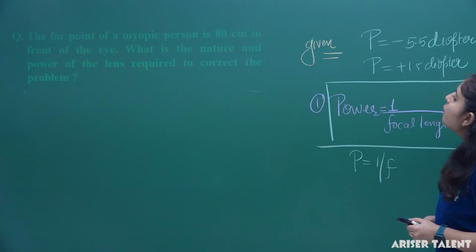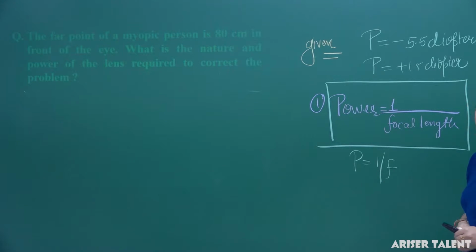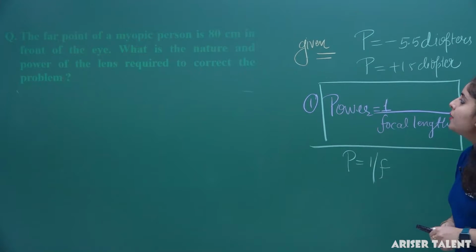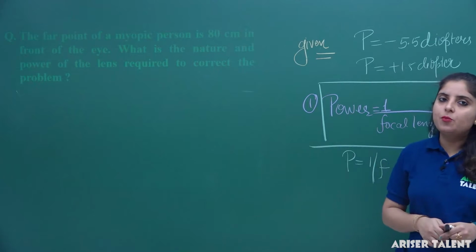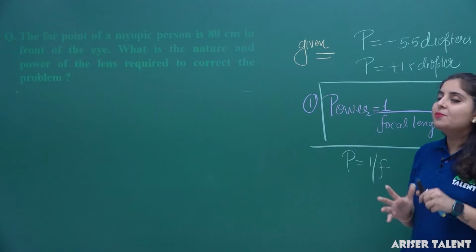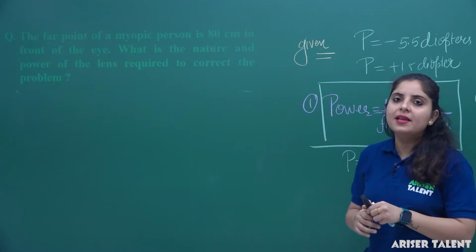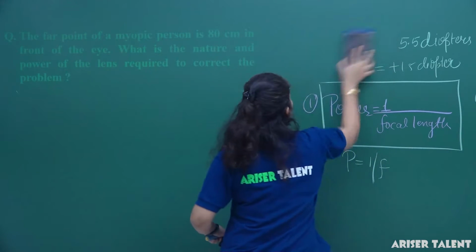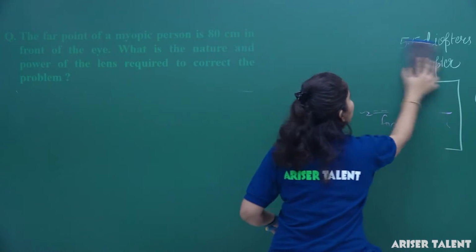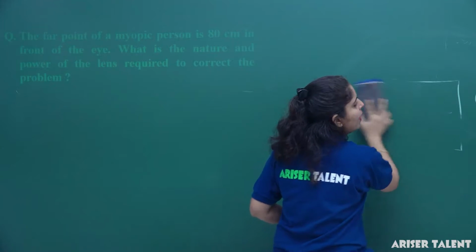The far point of a myopic person is 80 centimeter in front of the eye. What is the nature and power of lens required to correct this problem? Okay, the question is basically based upon the defects in the human eye. Now, whenever we are solving any question here, firstly we will write the given conditions that are provided in the question.